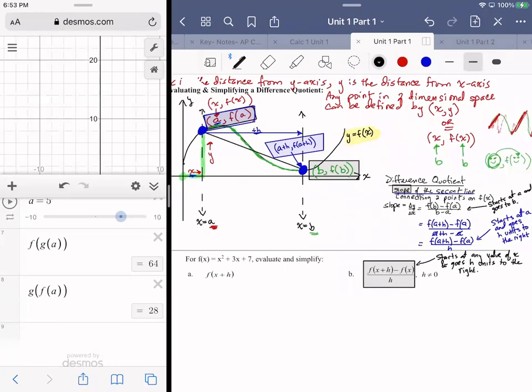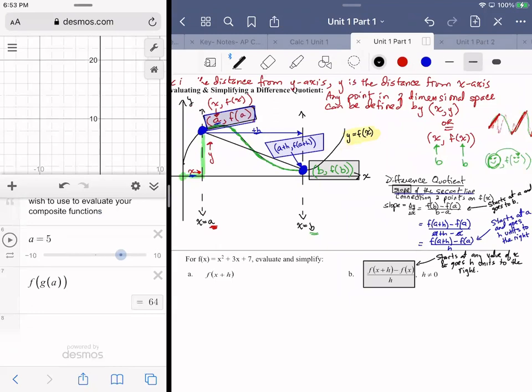All right. So you have a function here. I'm going to get rid of all this stuff here. Let me just open a new calculator.